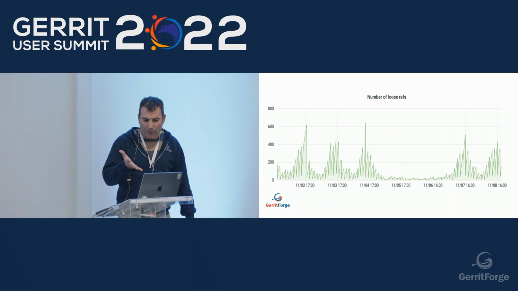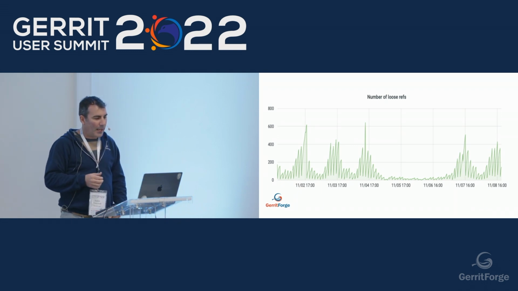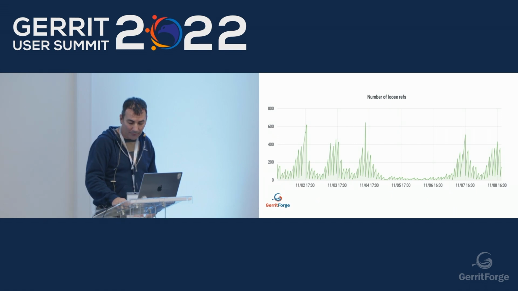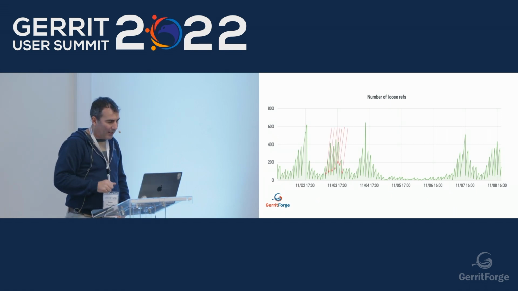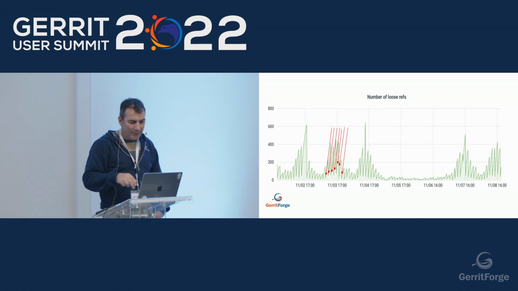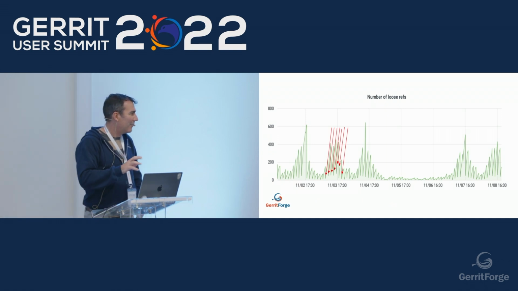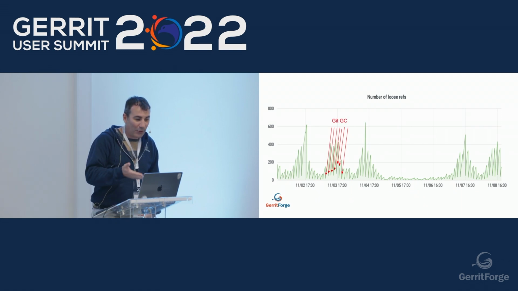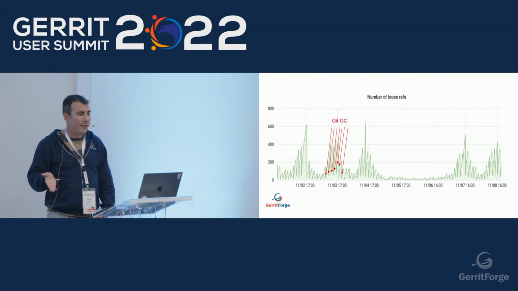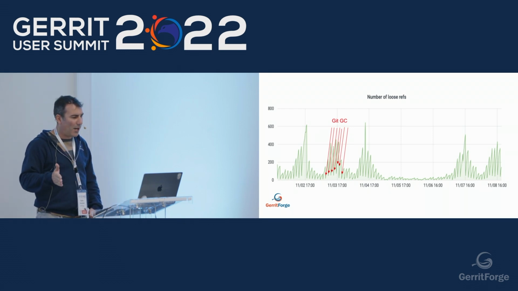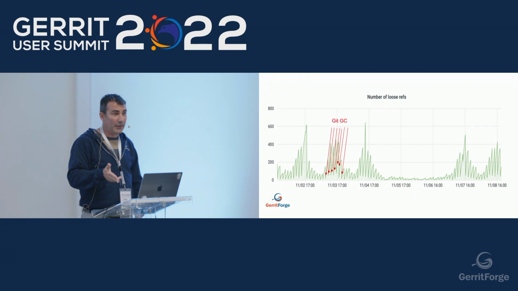Let's have a look at some of the interesting stuff that you can see. So this is from a production system, and this is the number of loose refs graph. We can already see something quite interesting. So guess what's going on here? GC. So we can see that the GC is working here. On this system in particular, we are running GC every 2 hours, and we can see that it's working.